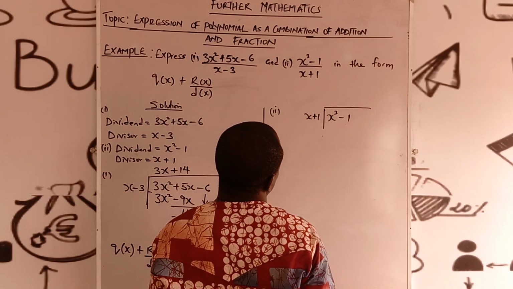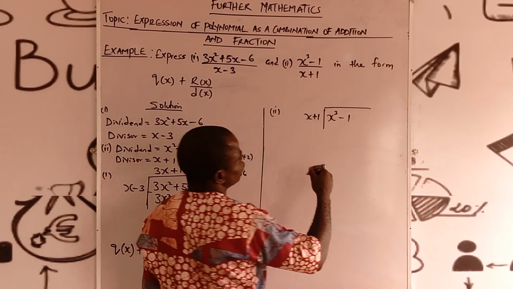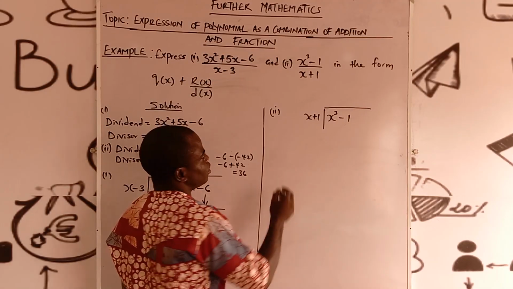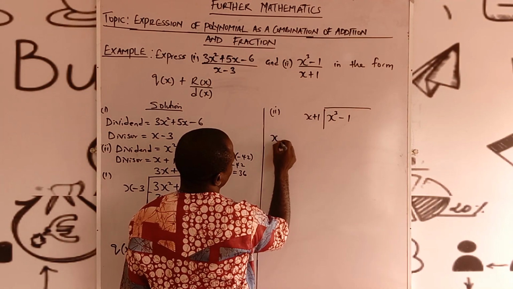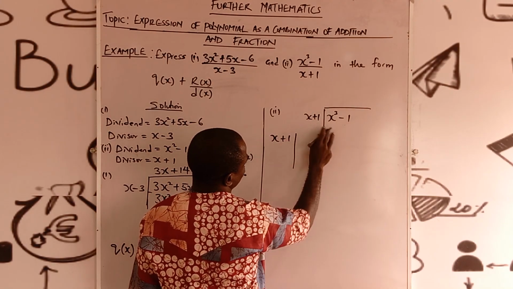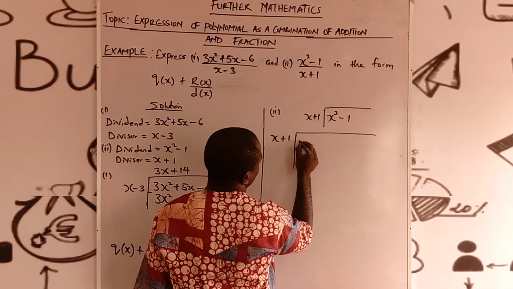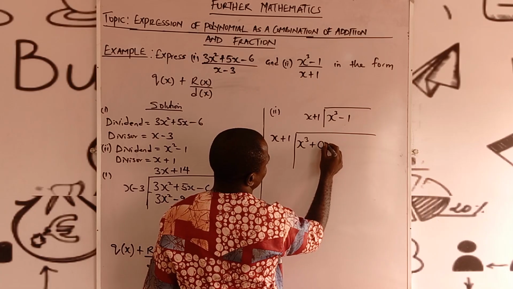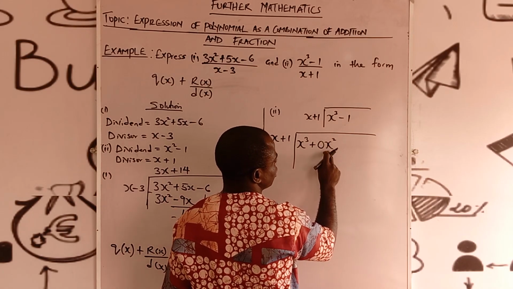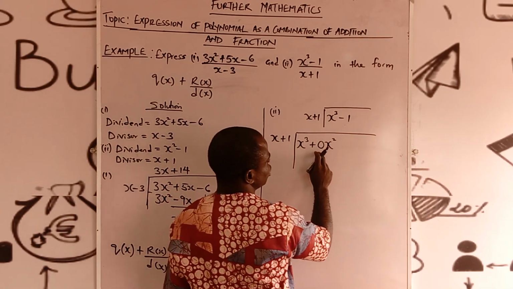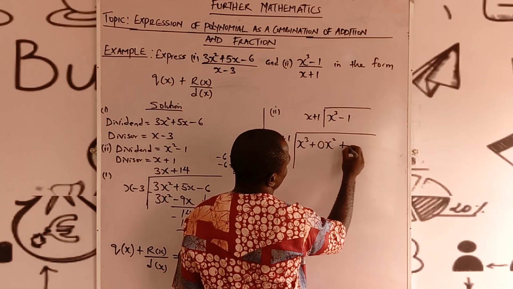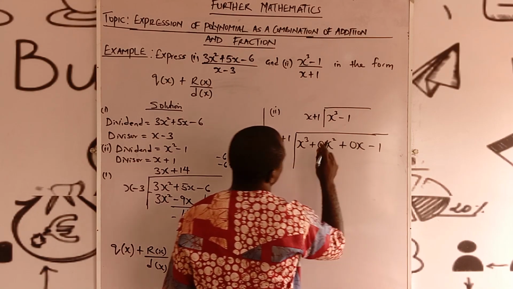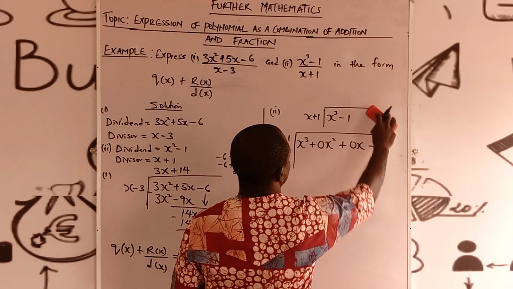Okay, now don't forget that for x cubed we're having x squared and x. Now we write it: x plus 1. Now x cubed plus 0x squared. 0 multiplied by x squared still gives us 0, but we need it in this polynomial, plus 0x minus 1. Okay, to be in that form.